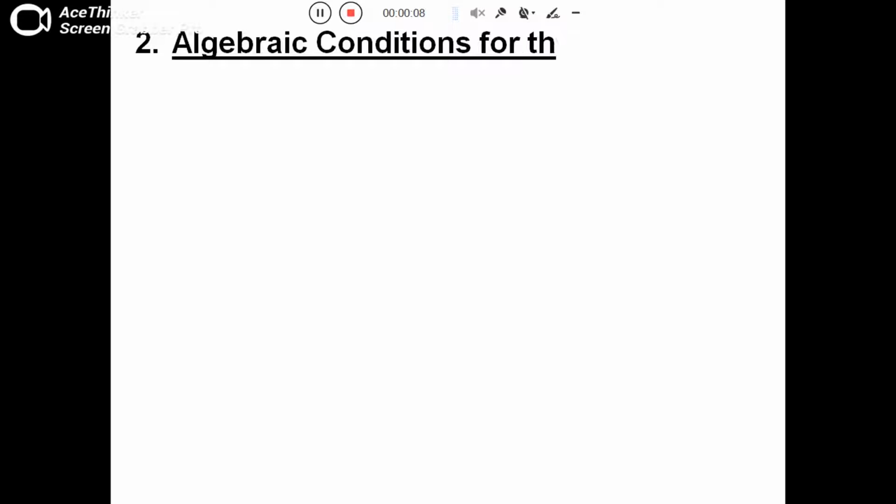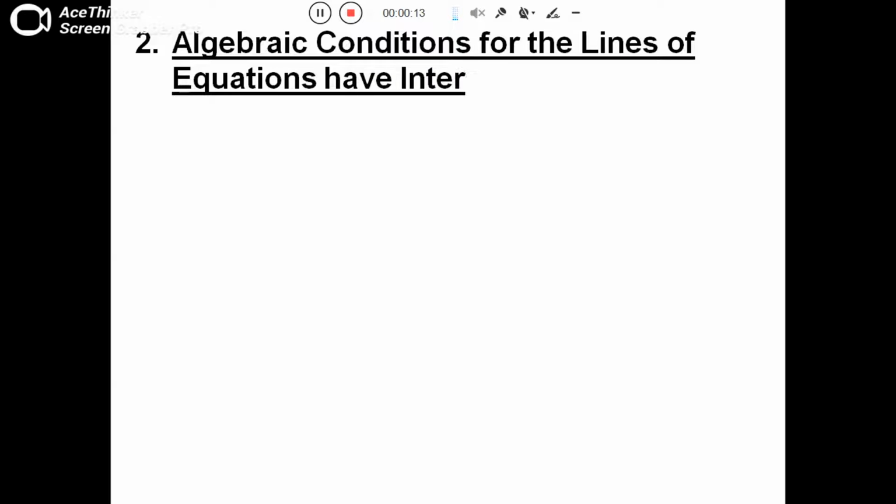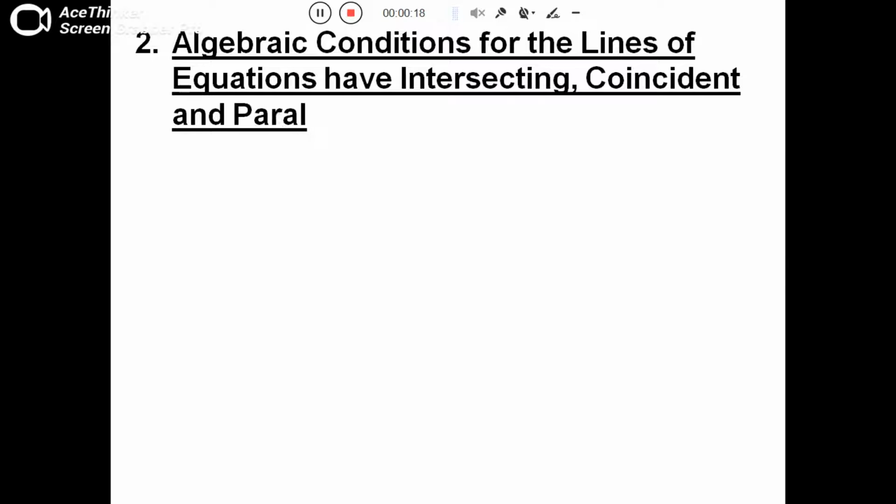now let us see how to understand and recognize the algebraic conditions for these linear equations, for when the lines of these equations are intersecting, when they will be coincident, and when they will be parallel. Algebraically we have to understand. So for getting these intersecting, coincident and parallel cases, we have to do a few important things related to the general form of both linear equations.